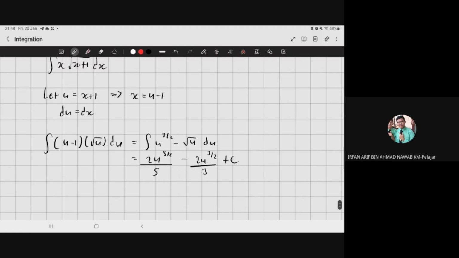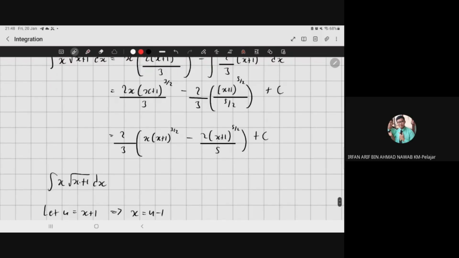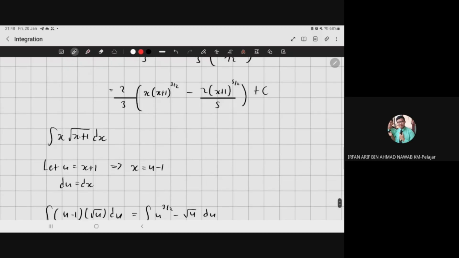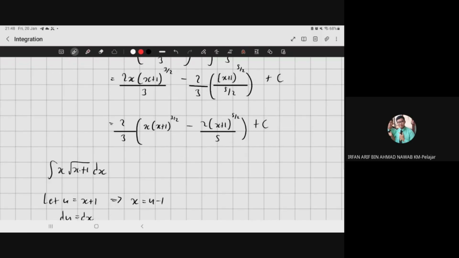Okay, 2 times (x plus 1) to the power 5 over 2, over 5, minus 2 times (x plus 1) to the power 3 over 2, over 3. Hmm.